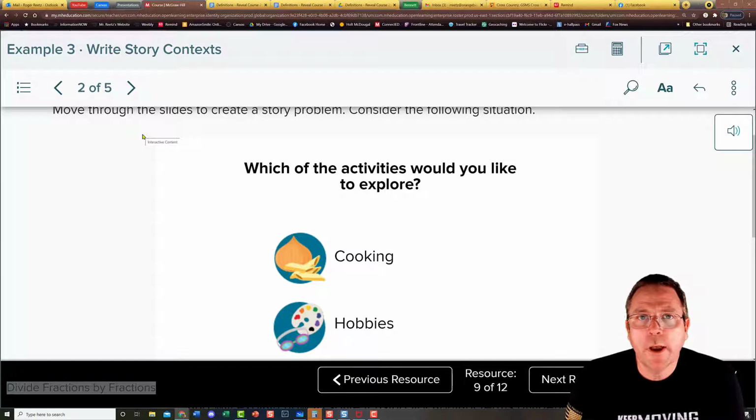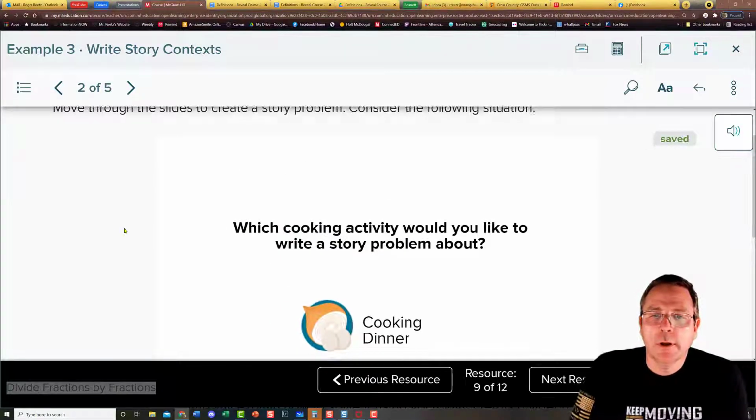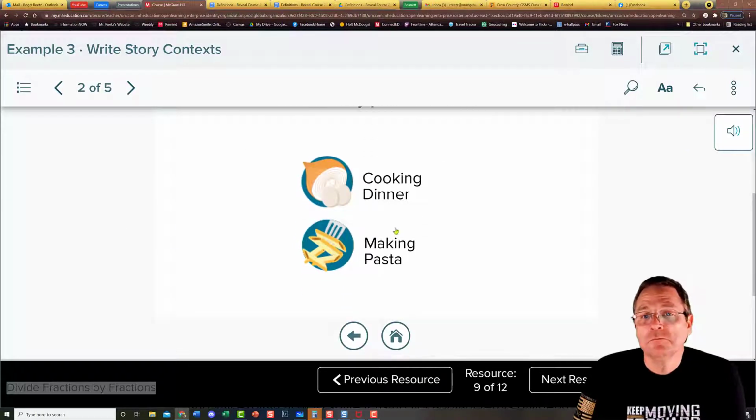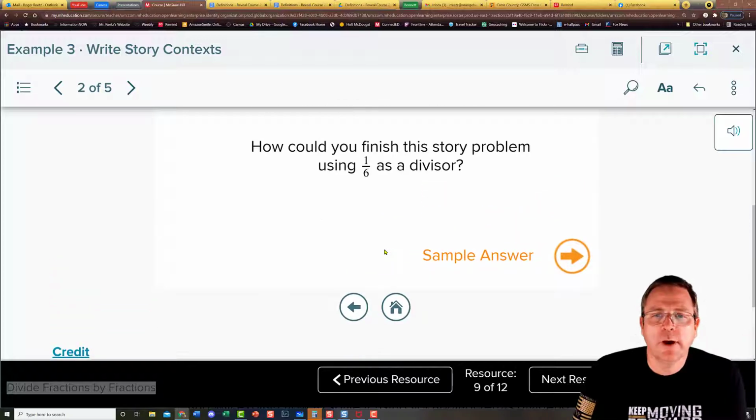Now we have 3 hobbies we can explore. Cooking. Which cooking activity would you like to write a story about? Cooking dinner or making pasta? Let's say making pasta. And you could say, well, how could you finish this story problem using 1/6 as a divisor?